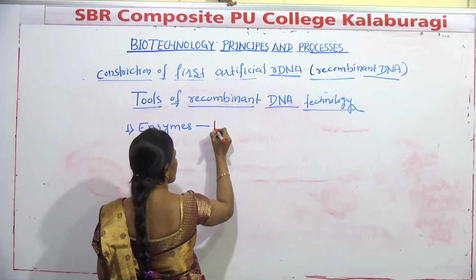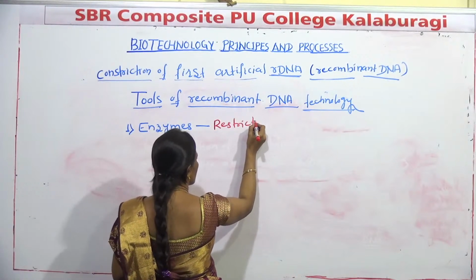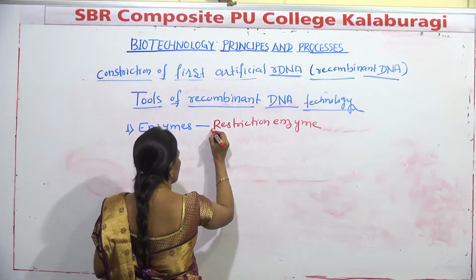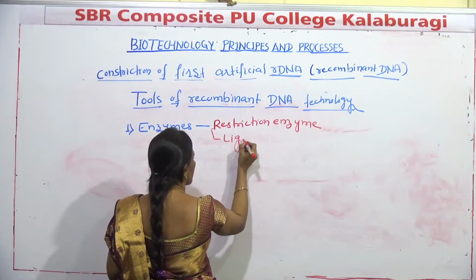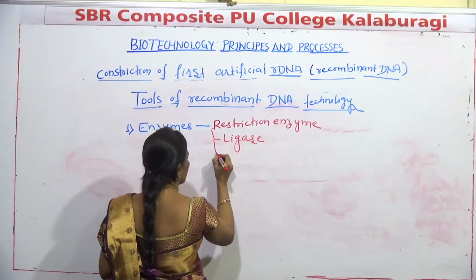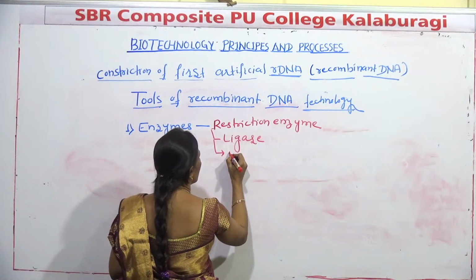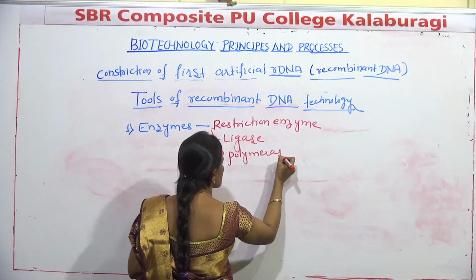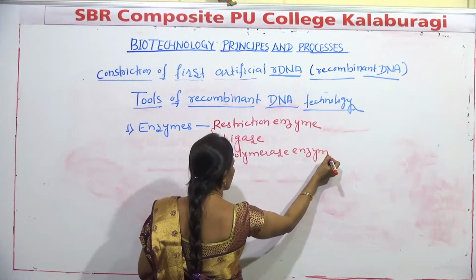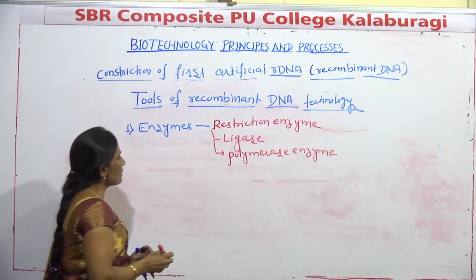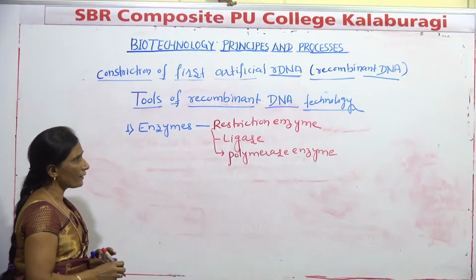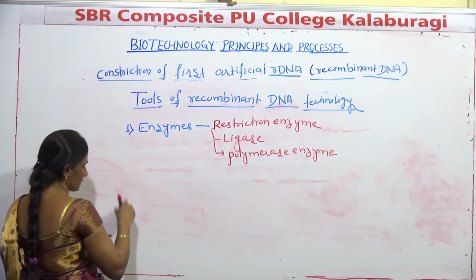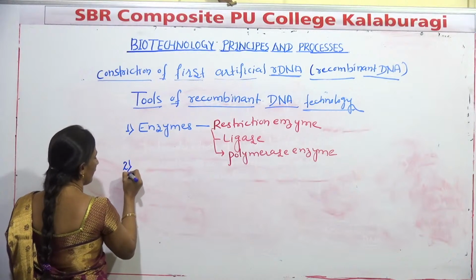That is the restriction enzyme. Second one is the ligase. Then the next enzyme is the polymerase enzyme. So the enzymes required are restriction enzyme, ligase, and polymerase enzyme. Let me explain about them one by one in detail.